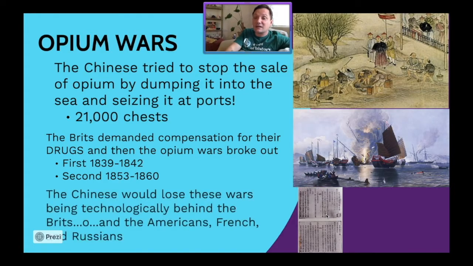But the thing about it is that the Chinese are going to lose these wars because they were technologically behind the British, right? In the first Opium War, they lose in a dramatic fashion due to the fact that most Chinese, if they have guns, are using muskets. And if they don't have guns, they're using swords and bows and arrows. Because of the fact that they were economically isolated and so prosperous using what they were doing, they never had a need to actually advance new military weaponry and things like that.